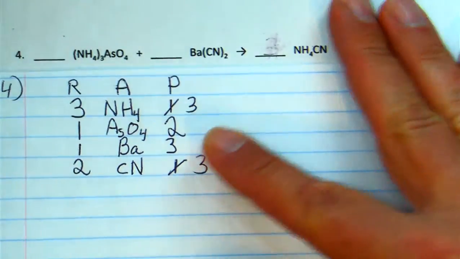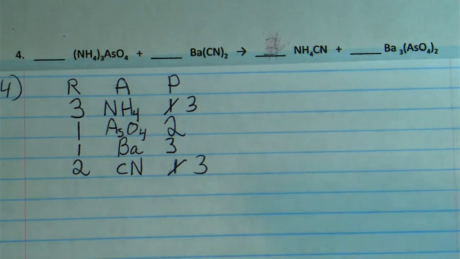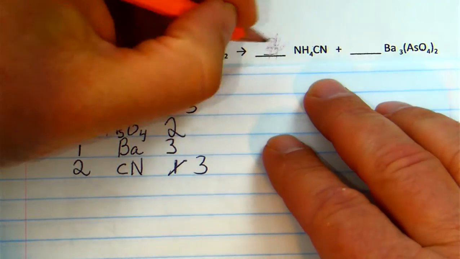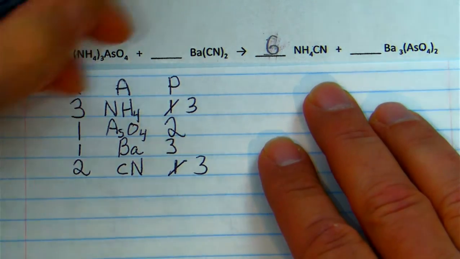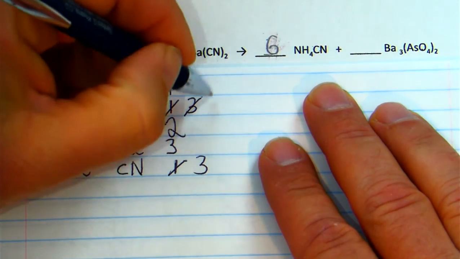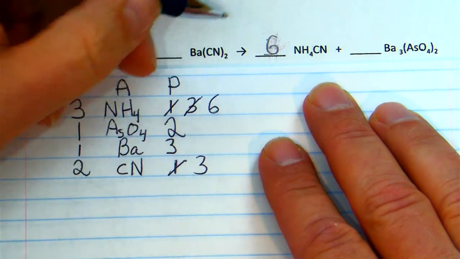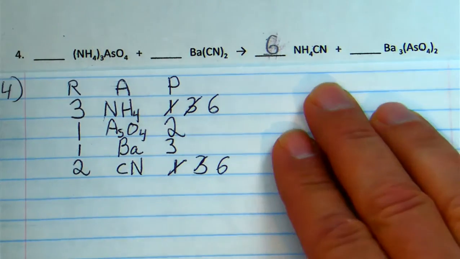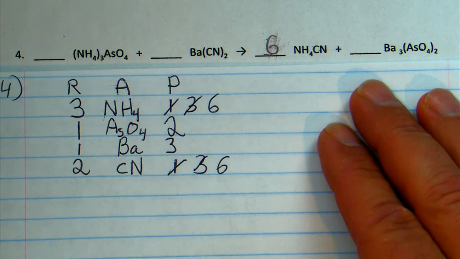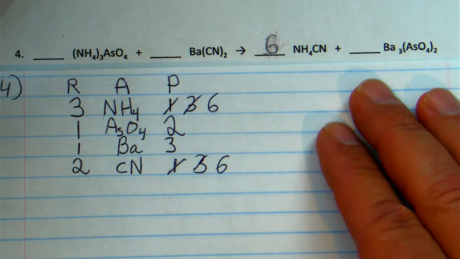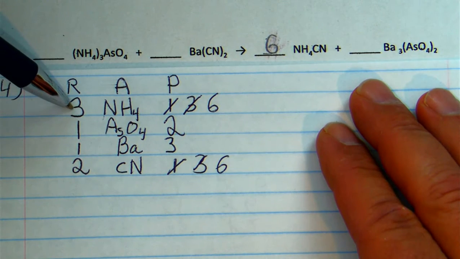And upgrade my guess. Instead of putting a 3 there, I'm going to double it and put a 6. So now my rap sheet says I have 6 ammoniums on the right and 6 cyanides on the right. Okay, well, now I'm going to tackle, let's say, the ammoniums on the left.